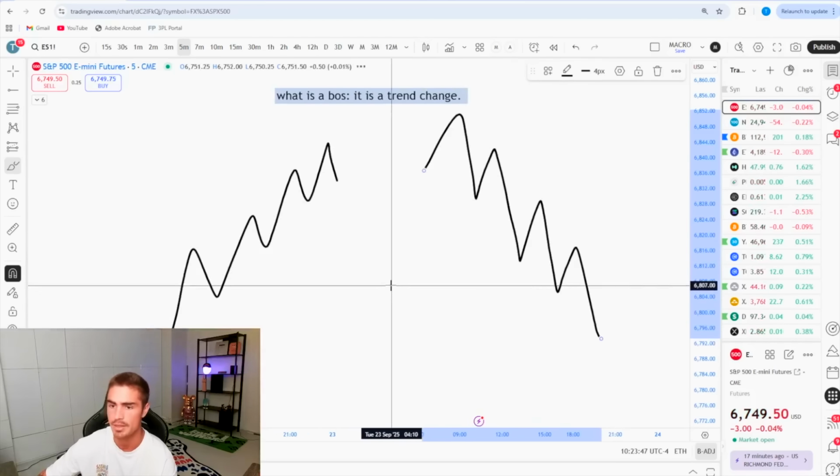What is an uptrend? Higher highs and higher lows. When this low gets closed underneath, we are no longer in an uptrend. When this high gets closed above, we are no longer in a downtrend, okay? And that is what a breakup structure is.